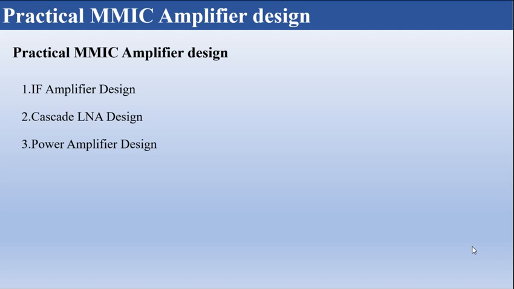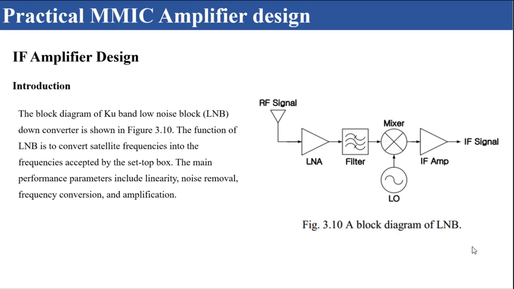And this section addresses the practical MMIC amplifier design. Three amplifier types are mentioned, including the IF amplifier, the low noise amplifier, and the power amplifier. About IF amplifier design, firstly is the introduction. The block diagram of the low noise block down converter is shown in figure 3.10.